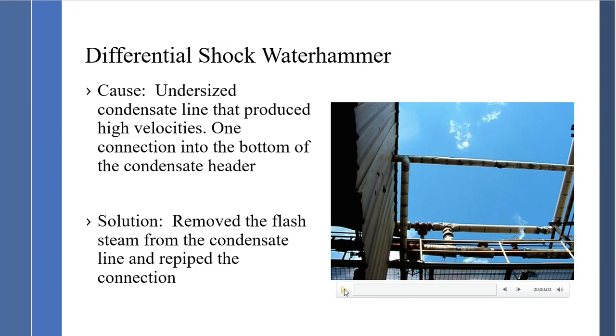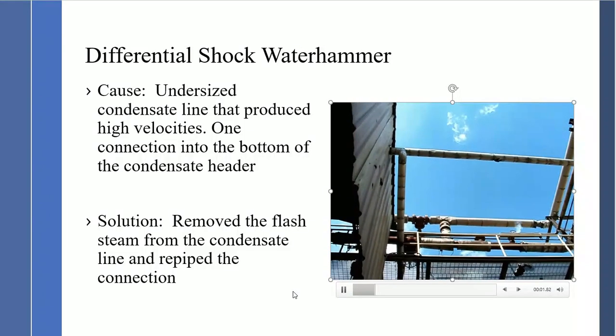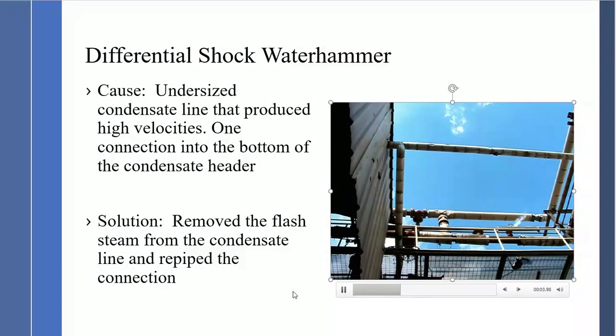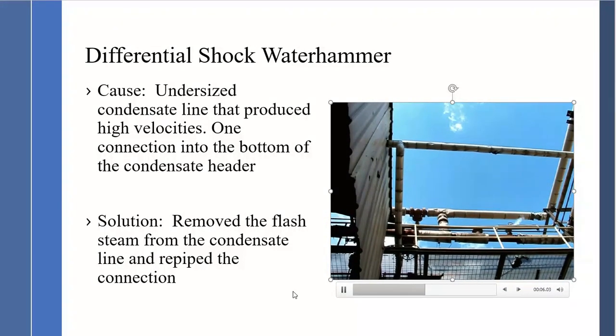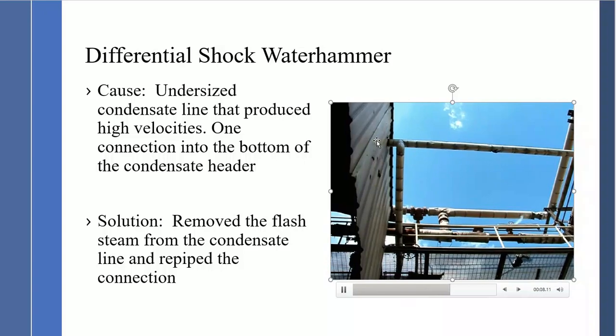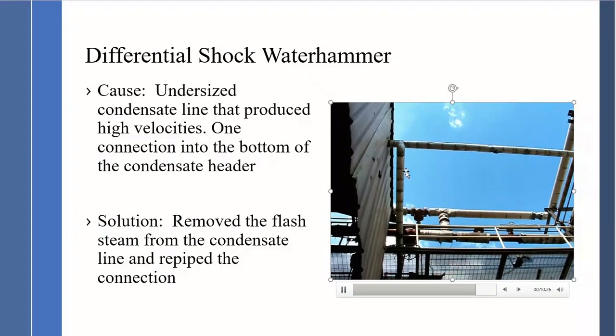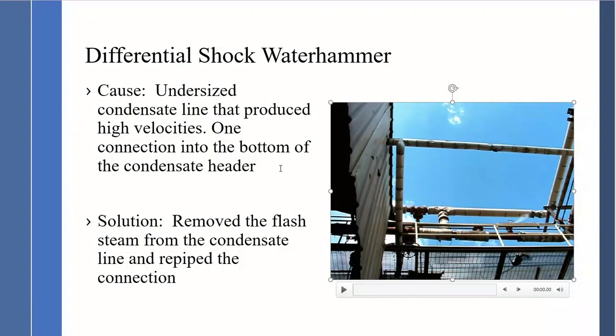Here's another video of another condensate line. And again, this is an undersized condensate line that produced a high velocity. As you can see, there's one connection right here into the bottom of the condensate header. The correction: we removed the flash steam from the condensate line and repiped the connection to the top of the header, and the water hammer went away.